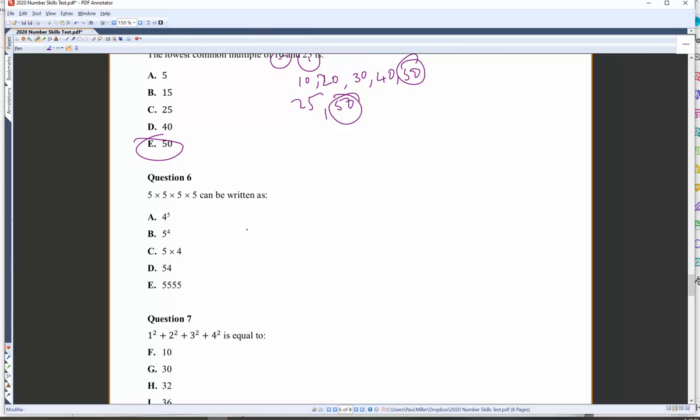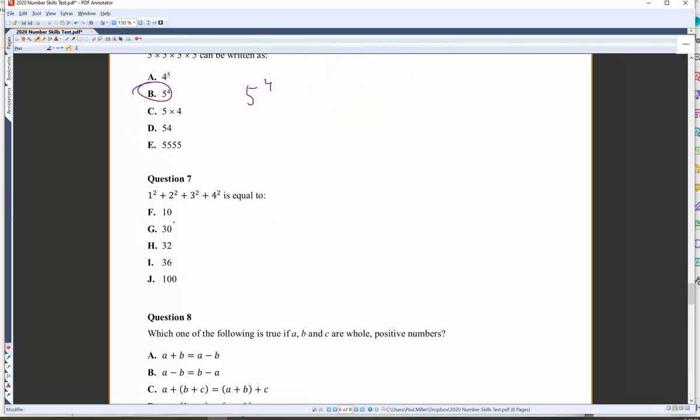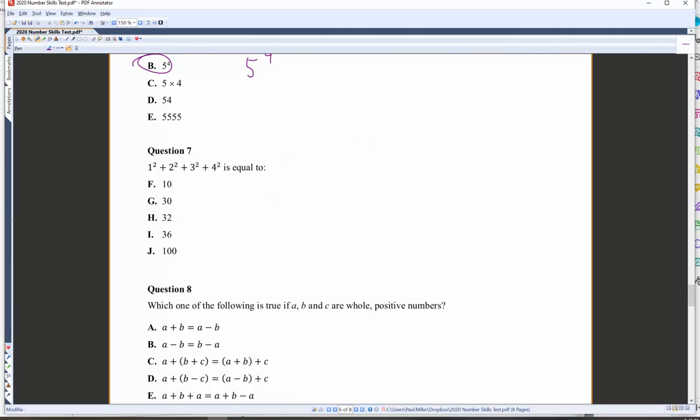5 times 5 times 5 times 5 can be written in index form as 5 to the 4. This one here, many of you got this right, which is great. 1 squared is 1, 2 squared is 4, 3 squared is 9, 4 squared is 16. 16 and 9 is 25, plus another 4 is 29, plus another 1 equals 30.